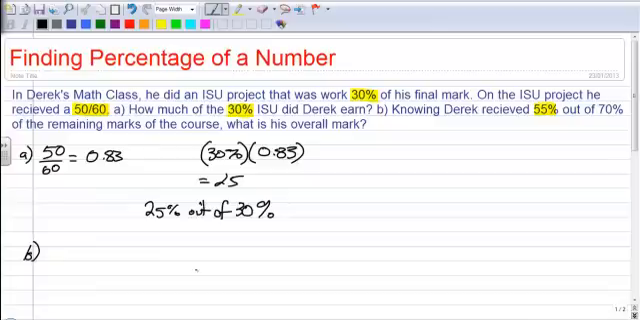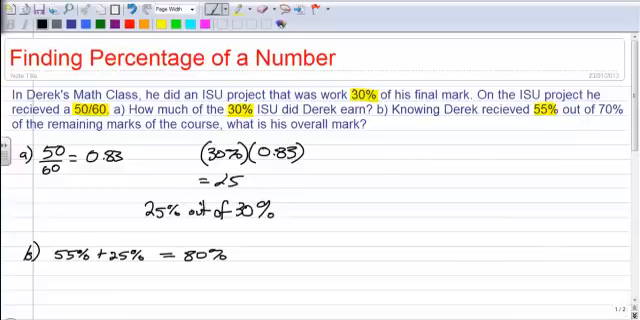Now what this next part of the question is saying is, you know how much Derek earned on the ISU, and for the remaining part of the course he earned 55%. So if we want to find out what the overall mark is, all we need to do is add it with the mark for the ISU. So 55 plus 25, that's going to be left with 80%. So, pretty good mark, pretty easy to calculate as well.